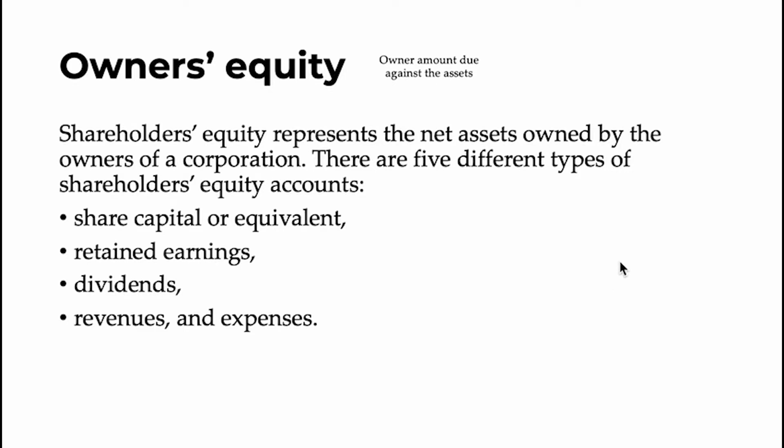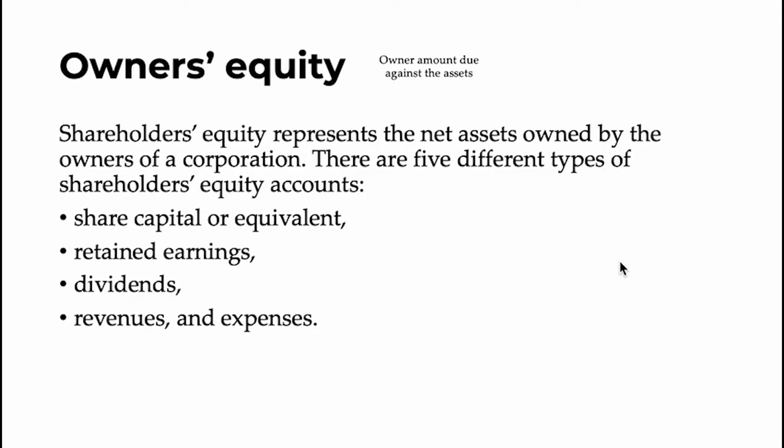Okay, the next element of the accounting equation is the owner's equity. So in the accounting equation, we define the owner's equity as the amount due to the owners against the assets. Essentially, it relates to the interest in the business that is secured or owned by the investors, against which they have claimed the assets of the business.